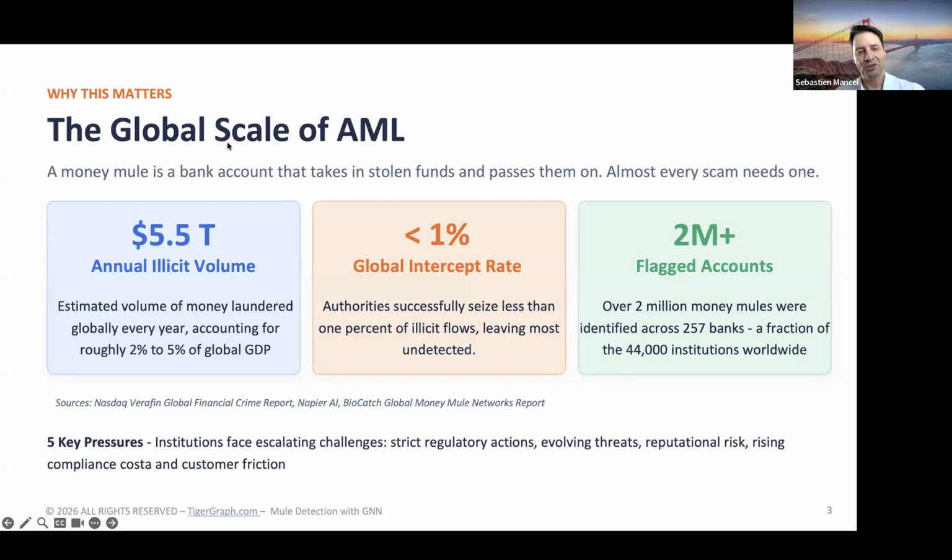For financial institutions, this creates 5 major pressure points. 1, regulators expect more. 2, fraud tactics are evolving faster. 3, reputational risk is increasing. 4, compliance costs continue to rise. And finally, customers face more friction when investigations are delayed or when legitimate activity is flagged incorrectly. So the takeaway here is that mule activity is both a massive financial crime problem and an operational problem as well. Banks need better ways to detect hidden networks earlier, prioritize high-risk accounts, and reduce the manual burden on fraud and AML teams.